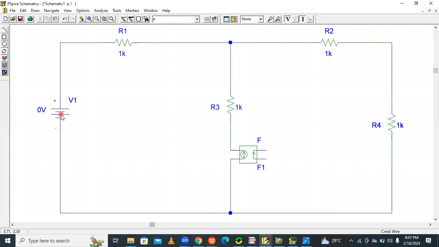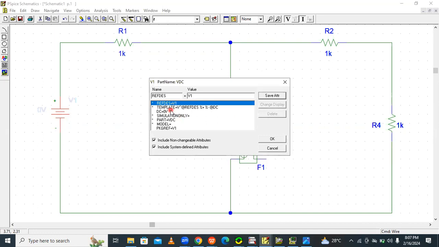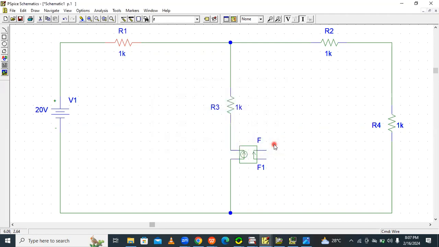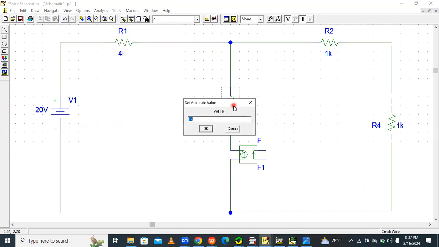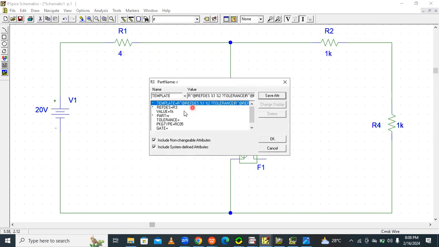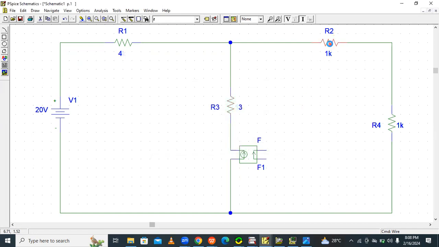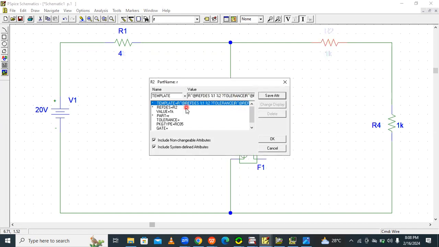is the current that depends upon the current flowing into this resistor. So first change the values. What is the voltage here? 20 volts. Save, alter. Then how much resistance? 4 ohms. Save, alter. Then okay. What is the resistance here? 3 ohms. Save, alter. Then okay. Here the resistance is 2 ohms.